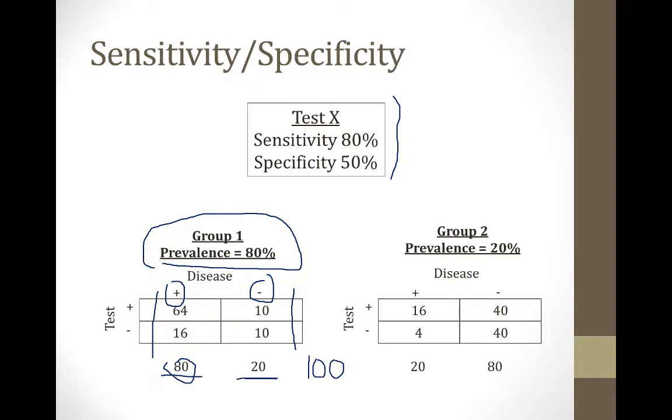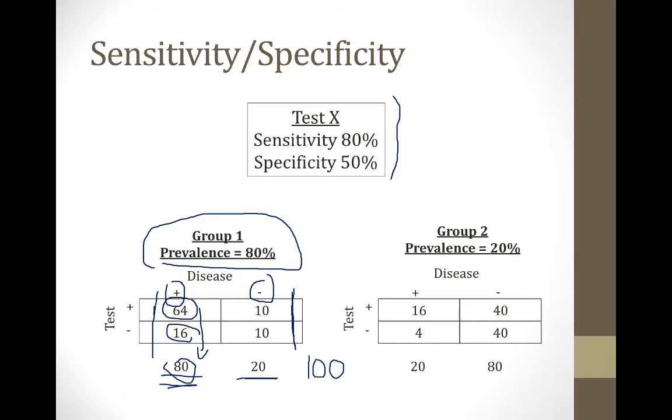So now that we've decided there are 80 patients in this column on the left with disease, we have to split them up into test positive and test negative patients. And we do that by the sensitivity. So 80% of the patients go on top as true positives, that's 64. And 20% of the patients go on bottom as false negatives, that's 16. And you can see that these two numbers add up to 80 so that we're staying consistent. For the column on the right, we're going to use the specificity.